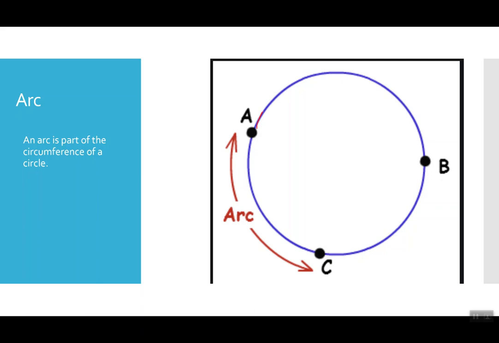There are, of course, other arcs in this circle. I could talk about arc AB, which would start at A and end at B. I could look at BC, starting at B and ending at C. So we can talk about different arcs, but we do give points to indicate where it starts and where it stops.